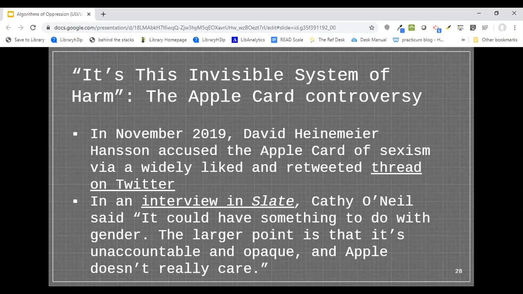And in an interview with Slate Magazine, Cathy O'Neil, who wrote a great book called Weapons of Math Destruction, which is about algorithms and machine learning and automated decision making, they asked her point blank, even though she wasn't actually involved in this particular incident, hey, do you think this was gender bias? And what she said, which I think is really interesting and true, is, you know, it could be, but we don't know. And the reason we don't know is because we don't know how these decisions are made. We don't have the insight into these algorithms that do ultimately make these kinds of decisions. And she refers to it in the article as an invisible system of harm because it's, as she says here, unaccountable and opaque, and Apple doesn't really care.